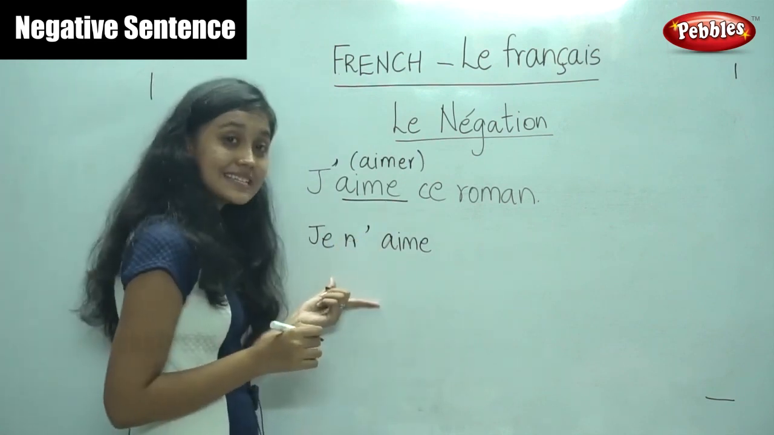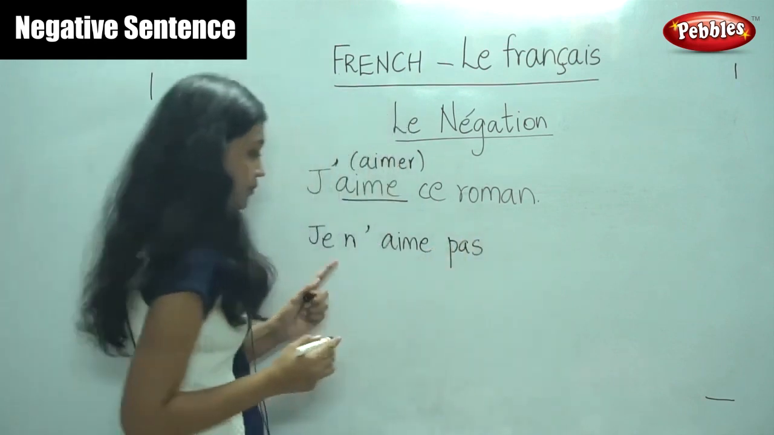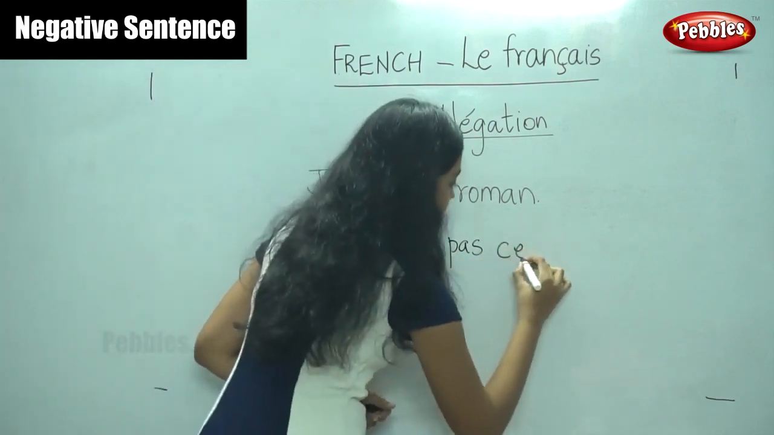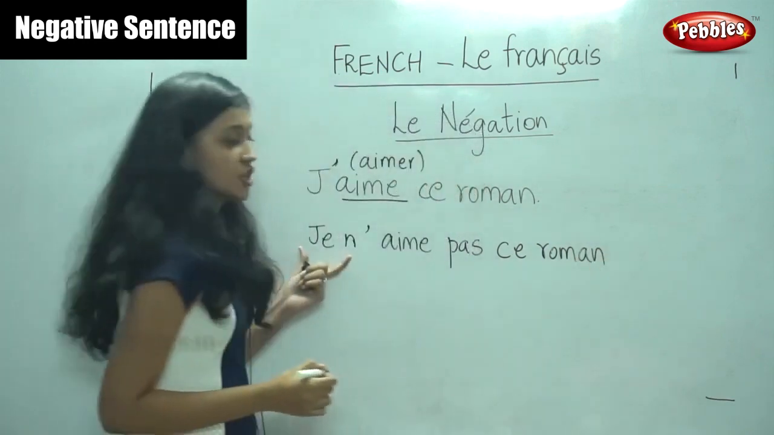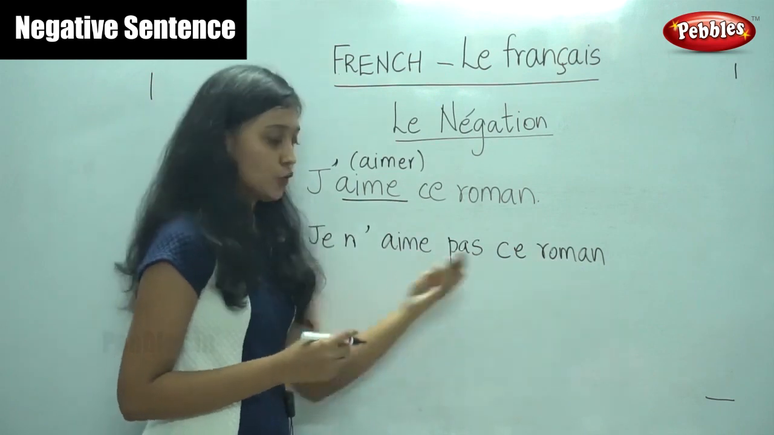So what is the next step? We have to place pas after the verb. So je n'aime pas ce roman. I do not like this novel.